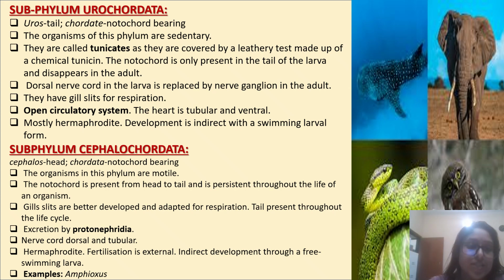They have gills for respiration. Open circulatory system is present. The heart is tubular and ventral. Mostly hermaphrodite. Development is indirect with a swimming larval form.